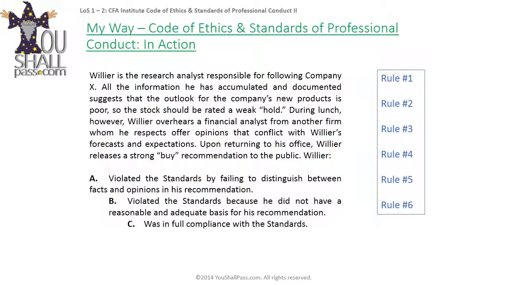Choice C is clearly wrong, and so is choice A, since it determines a violation on the basis of failure to separate fact from fiction rather than on the lack of a reasonably well-documented and analytical basis for Villier's opinion. Choice B then seems the best representation of the situation, and we select that as our answer here. This question was about Standard 5A, diligence and reasonable basis.